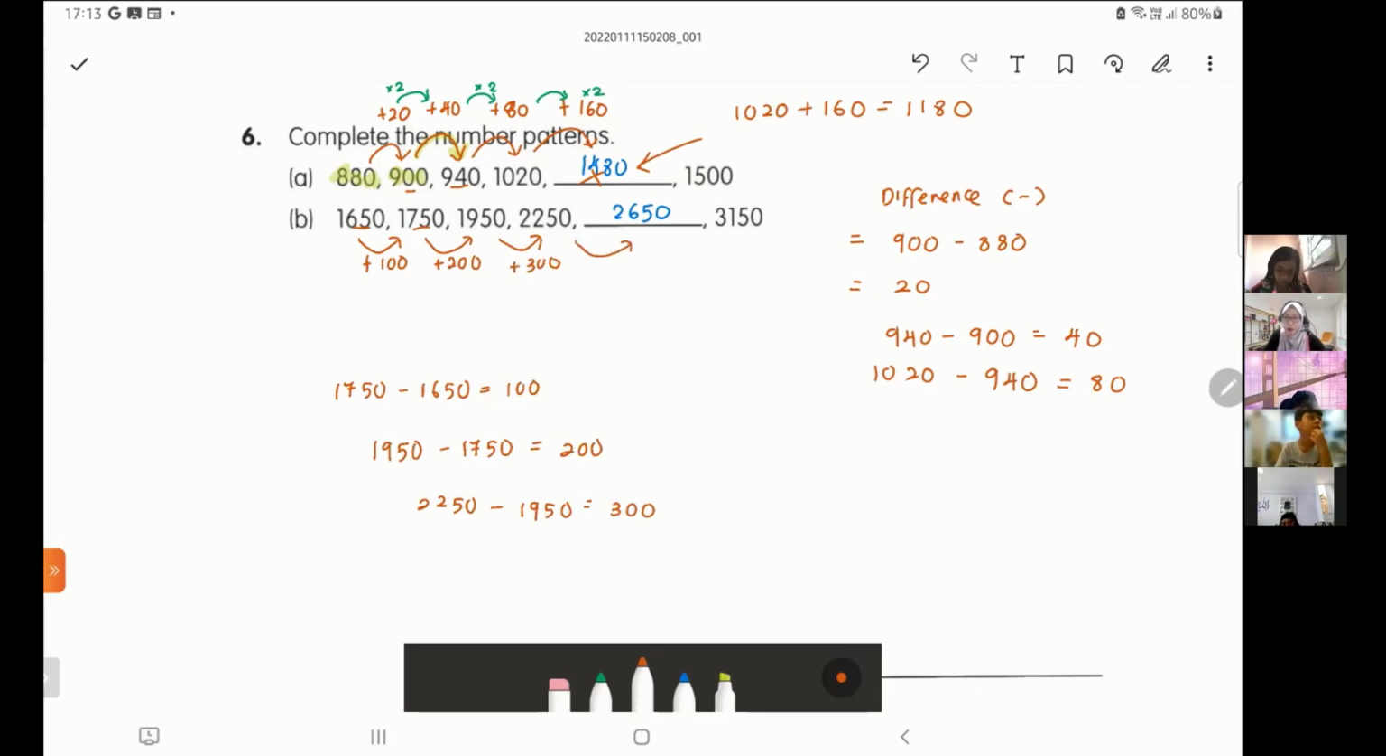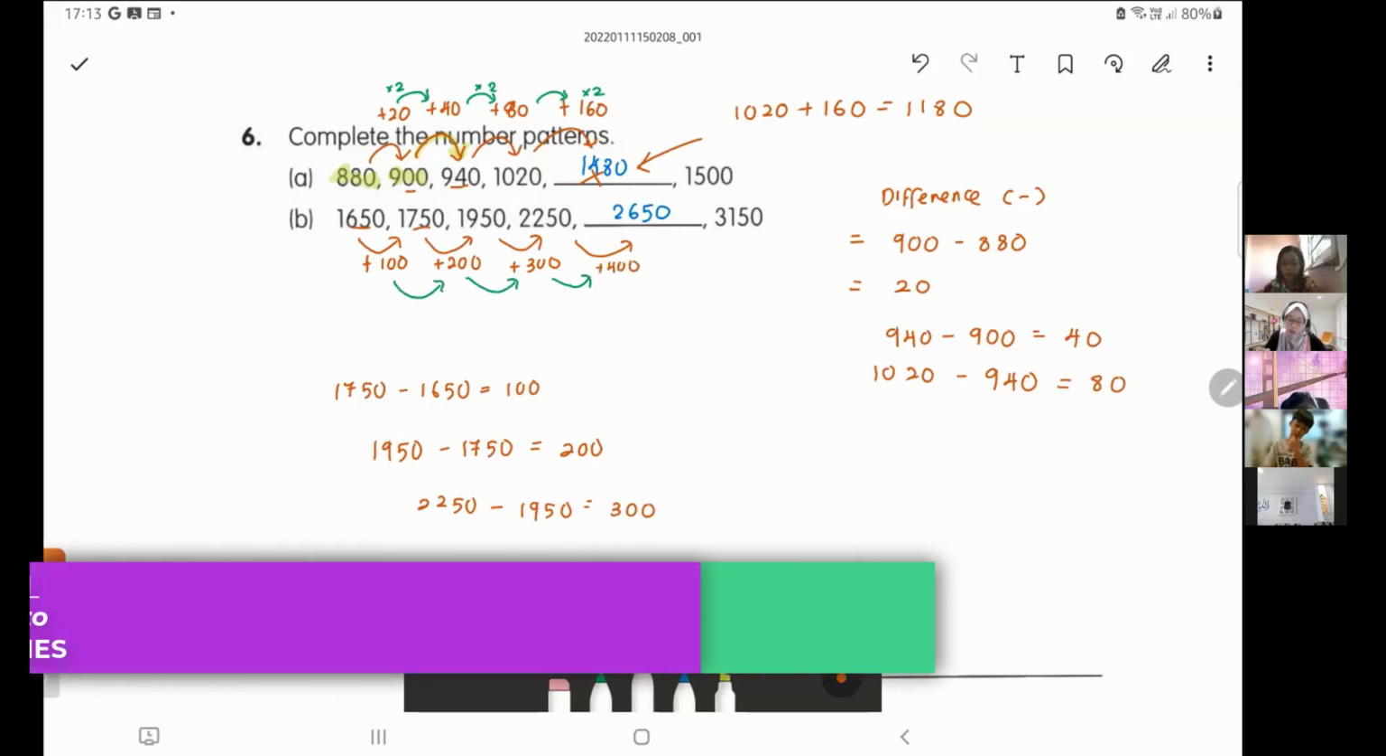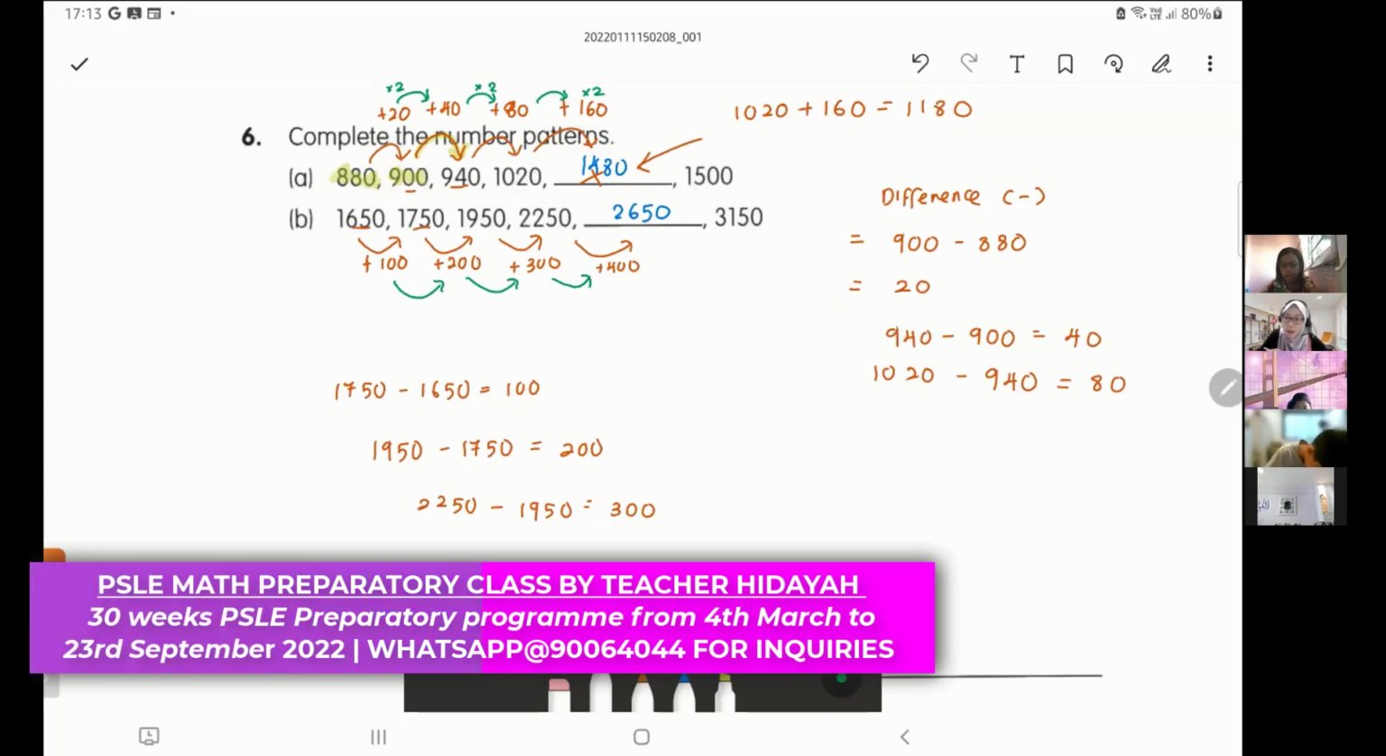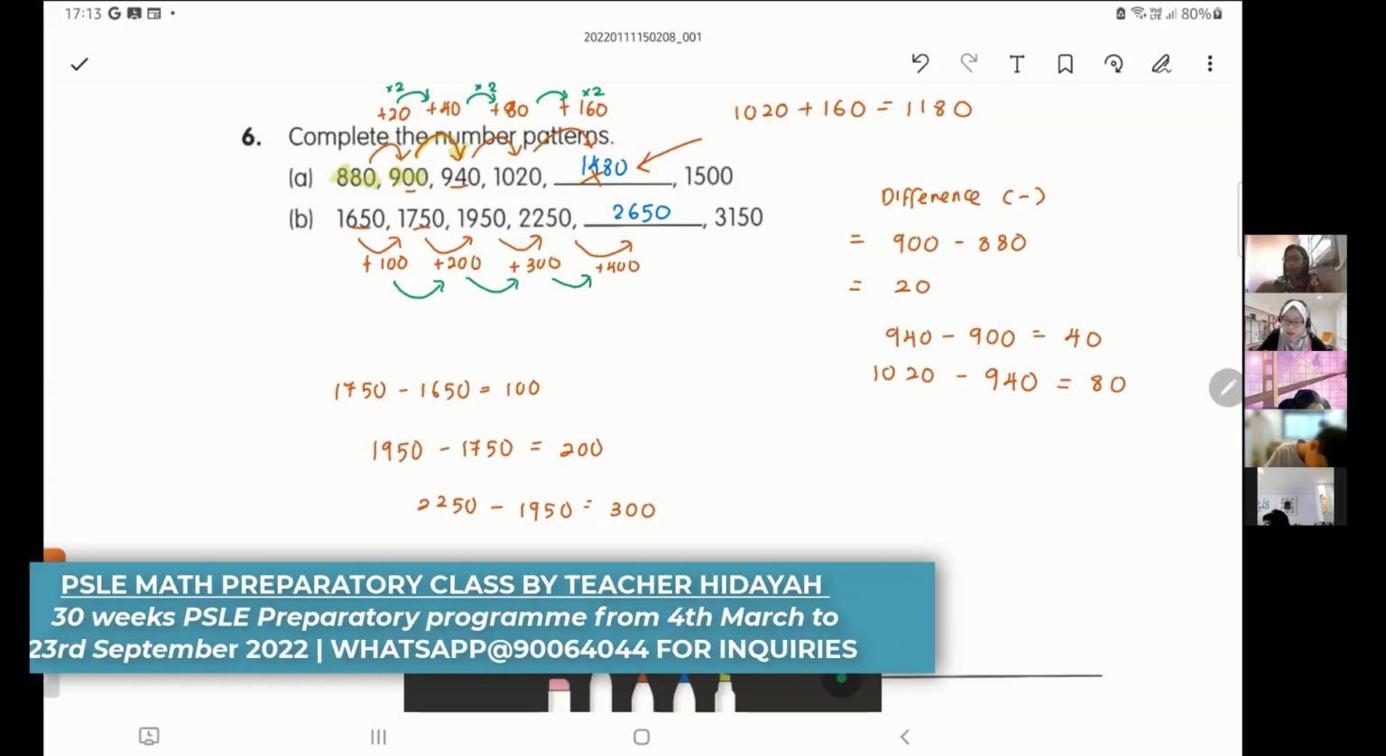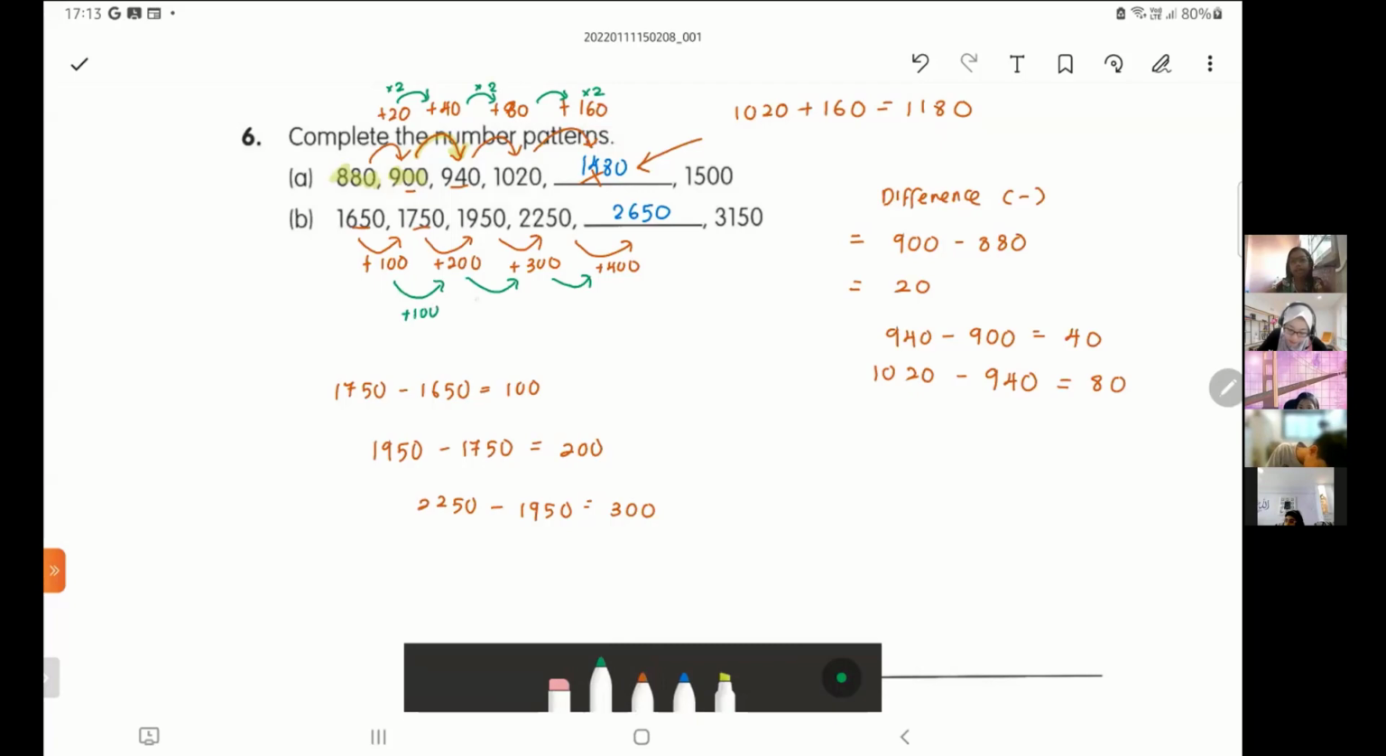So what's next then? What do you think? Can you see the pattern or not? From 100 to 200, 200 to 300, 300 to 400. This is plus 400, like that. So again, there is a pattern for the patterns. Okay, so it's plus 100, plus 100, plus 100. So to get the blank here, you simply take 2250 plus 400. Okay, and when you do that, you are going to get 2650. Very good. This answer is correct.